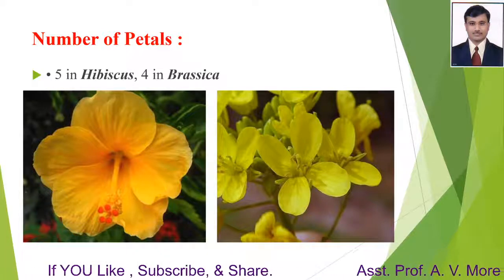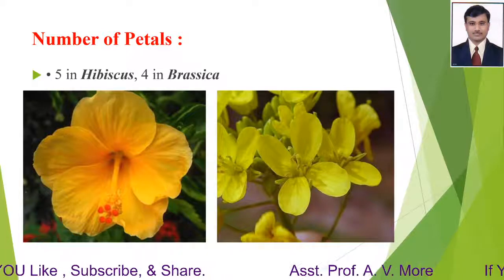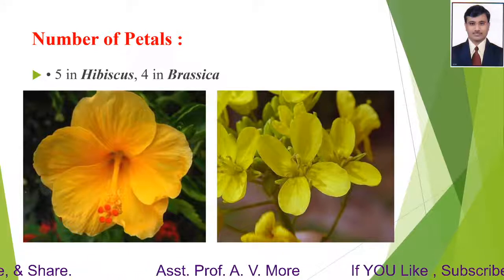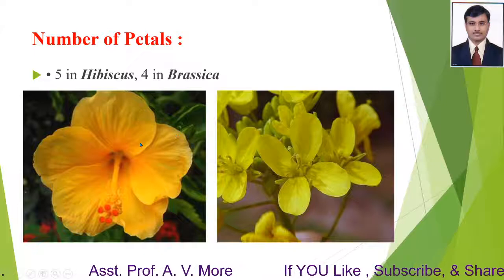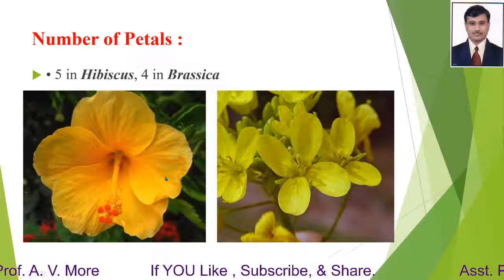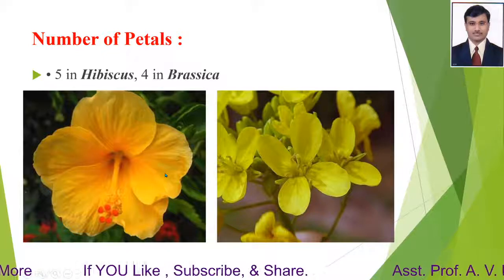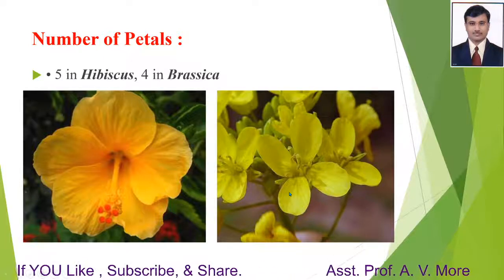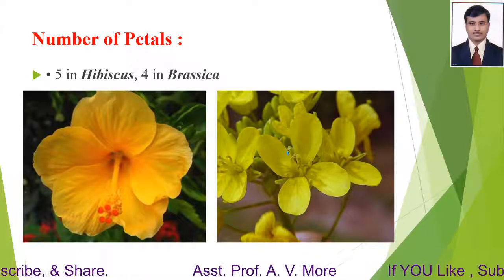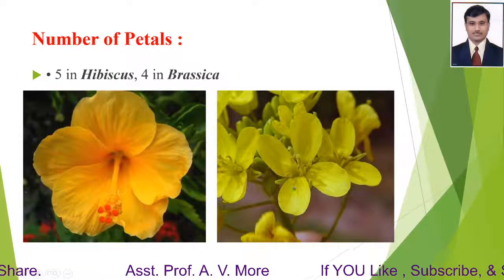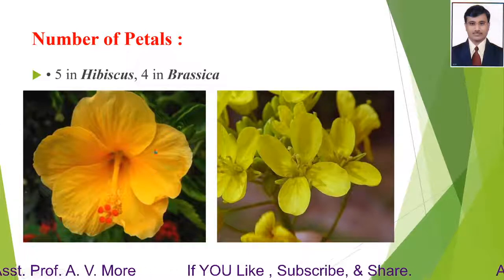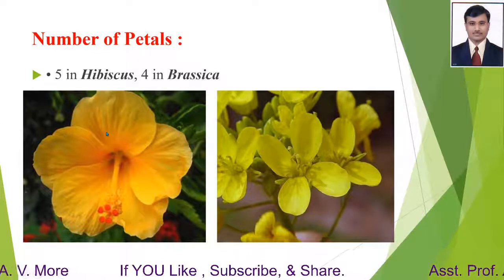Next, number of petals. 5 in hibiscus and 4 in brassica. Friends, 5 petals are present in hibiscus: 1, 2, 3, 4 and 5. And 4 petals are present in brassica: 1, 2, 3 and 4. Brassica means mohari. 4 are present in brassica and 5 in hibiscus.